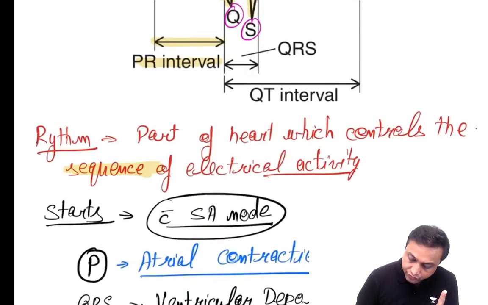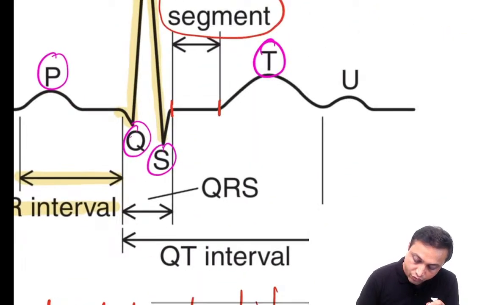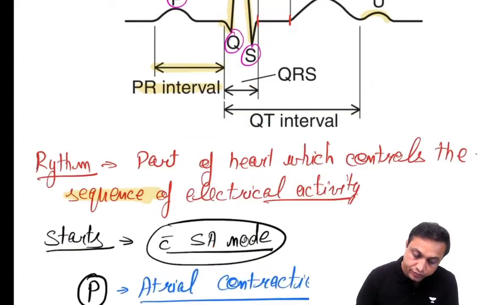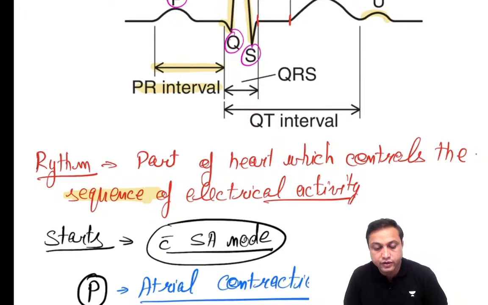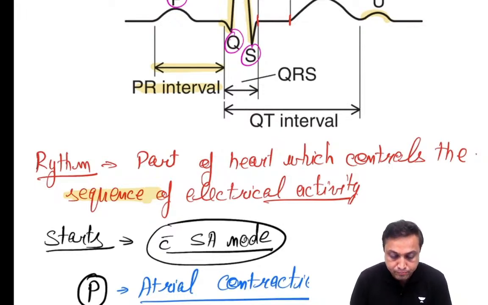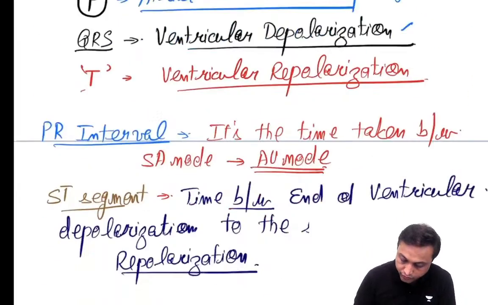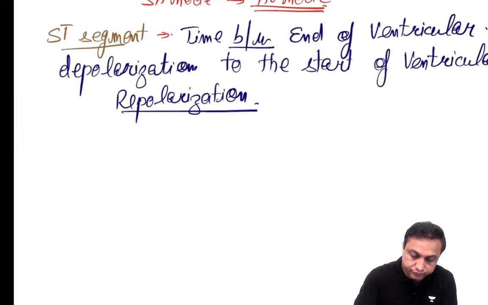Now, we are left with one other wave. You must be wondering, sir, what is this? This is called a U wave. So I ask you a question: is it a normal thing to see a U wave or not? Is it normal, guys, or not normal? Having a U wave in the ECG is normal or not normal?